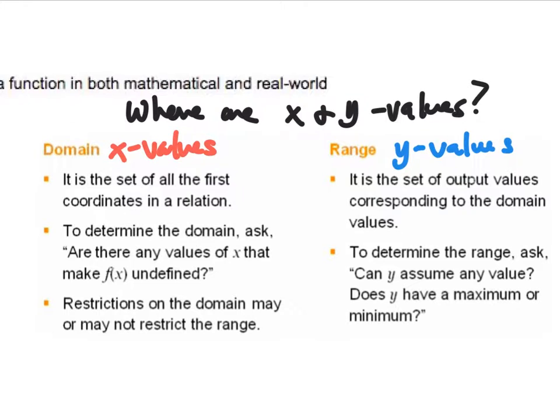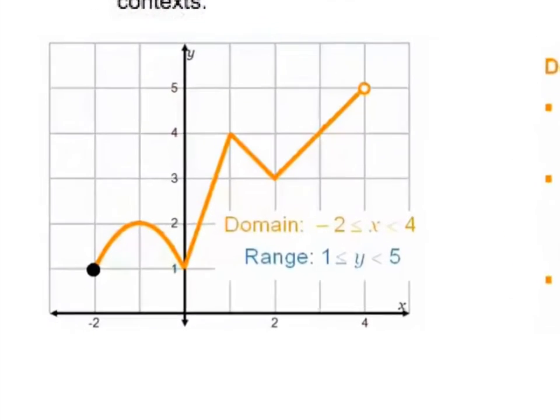You can go through all this stuff, and it says it is the set of all the first coordinates in a relation. Those are x values. It is a set of outputs corresponding to the domain values. So these are the y values. But just realize domain means x values, range means y values. So let's take a look over here at this graph.